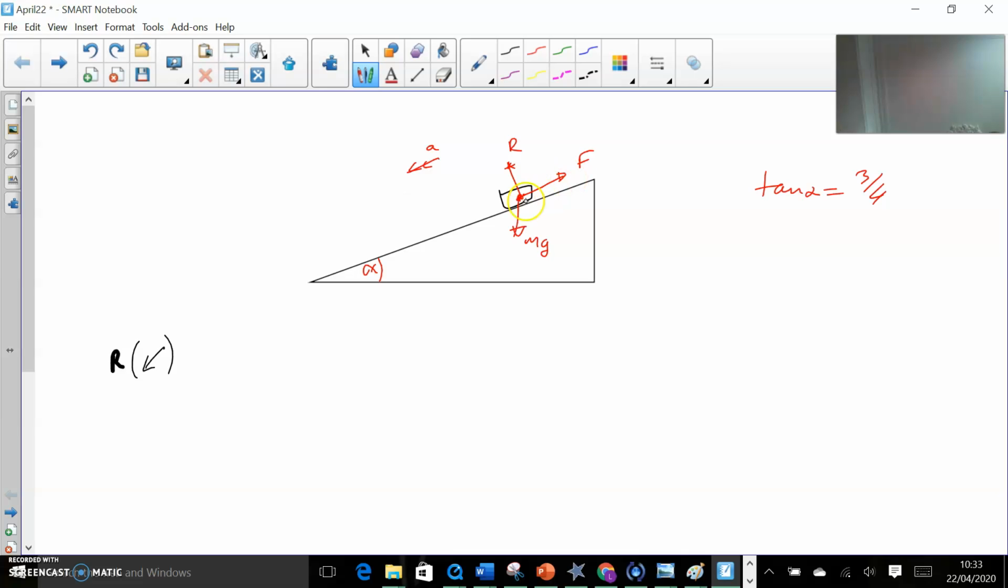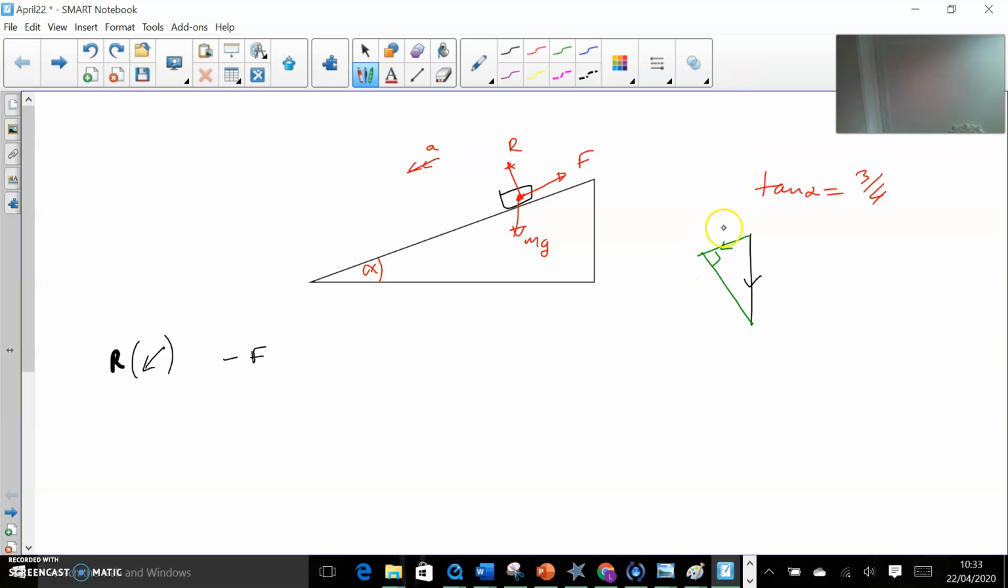So what do we have down the plane? Well, F goes up the plane and it's parallel, so that's minus F. R is perpendicular, so there are no components of R, and then we have the component of the weight. Now remember, we need to resolve that. The weight is vertically down, and so we need to resolve it into two components, one which is parallel that way, and one which is perpendicular that way.